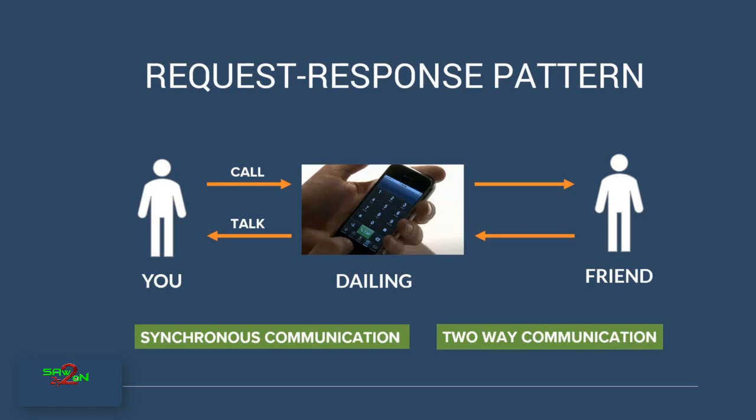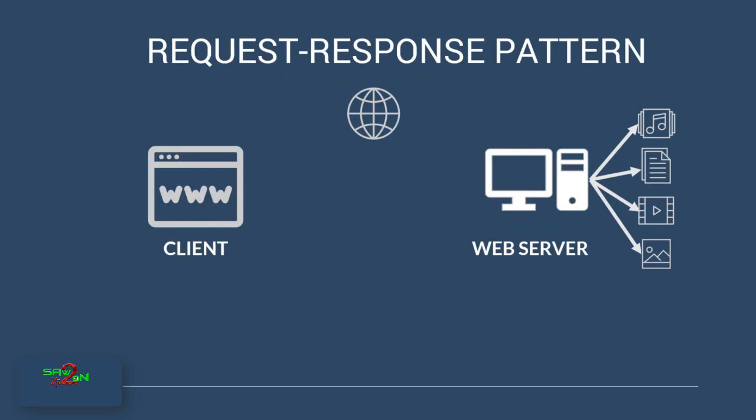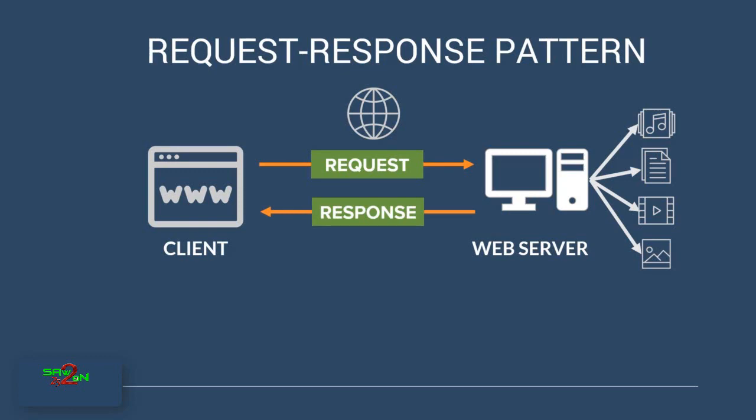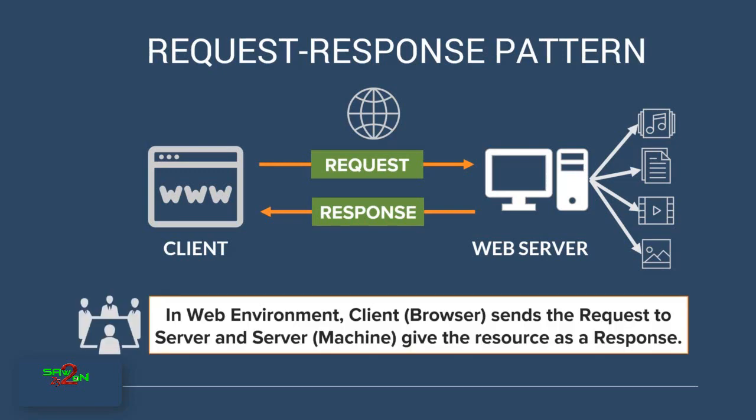Okay, so with these concepts, let's define what is called the request response pattern. Let's define the same concepts, synchronous communication and two-way communication, in the internet. At the client side, I have a browser. At the web server, I have a server which has all the resources. So in the request response pattern, the request is first initiated by the client. The client will request, saying, okay, I need these files. The web server will give a response saying, okay, these are all the files that you requested, here it is. And this pattern is basically called the request response pattern.